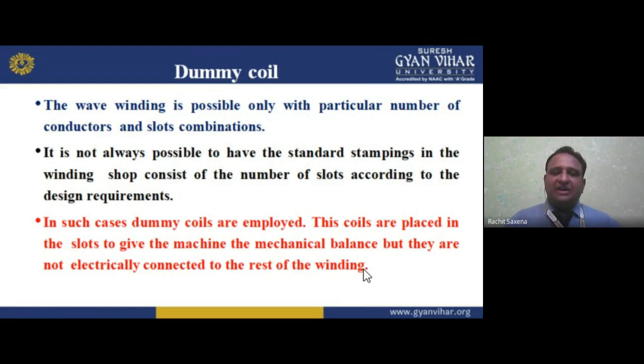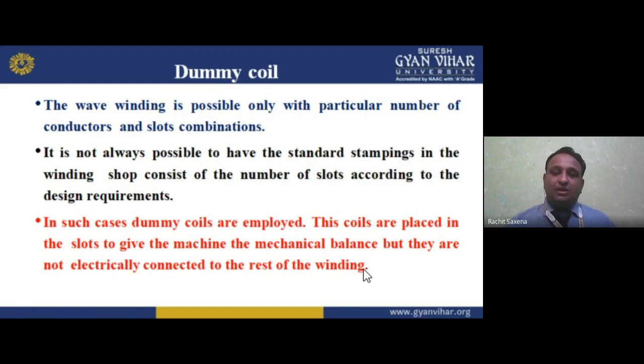So wave winding is possible only with a particular number of conductors and slot combinations. If I am talking about the wave winding, my dear student, the wave will be like this. So it is possible only with a particular number of conductors and slot combinations: how many slots we have and what particular number of conductors we have. So wave winding is possible for this only.